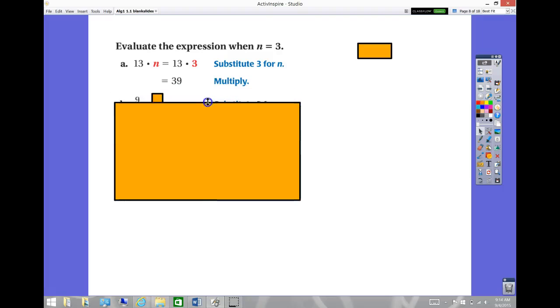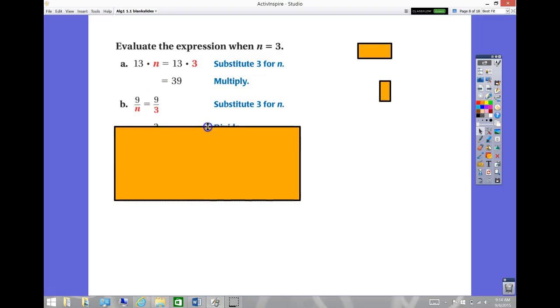Here's another one. 9 in the numerator, n in the denominator. As we know, that means a divide. Substitute 3 for n. What will that look like? 9 over 3. 9 divided by 3, which is 3. Next.